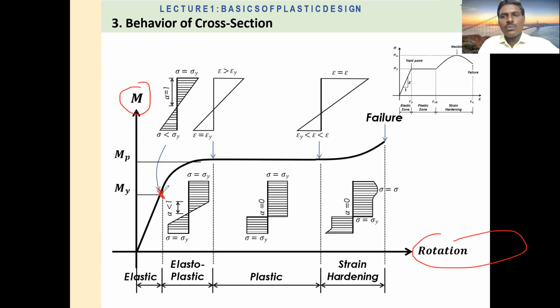up to the yield point, whatever stress is generated, due to that stress, the sigma y, it means at yield point, sigma y is nothing but stress at yield point. Similarly, My is nothing but moment at yield point. What is M? Moment. How to calculate moment?